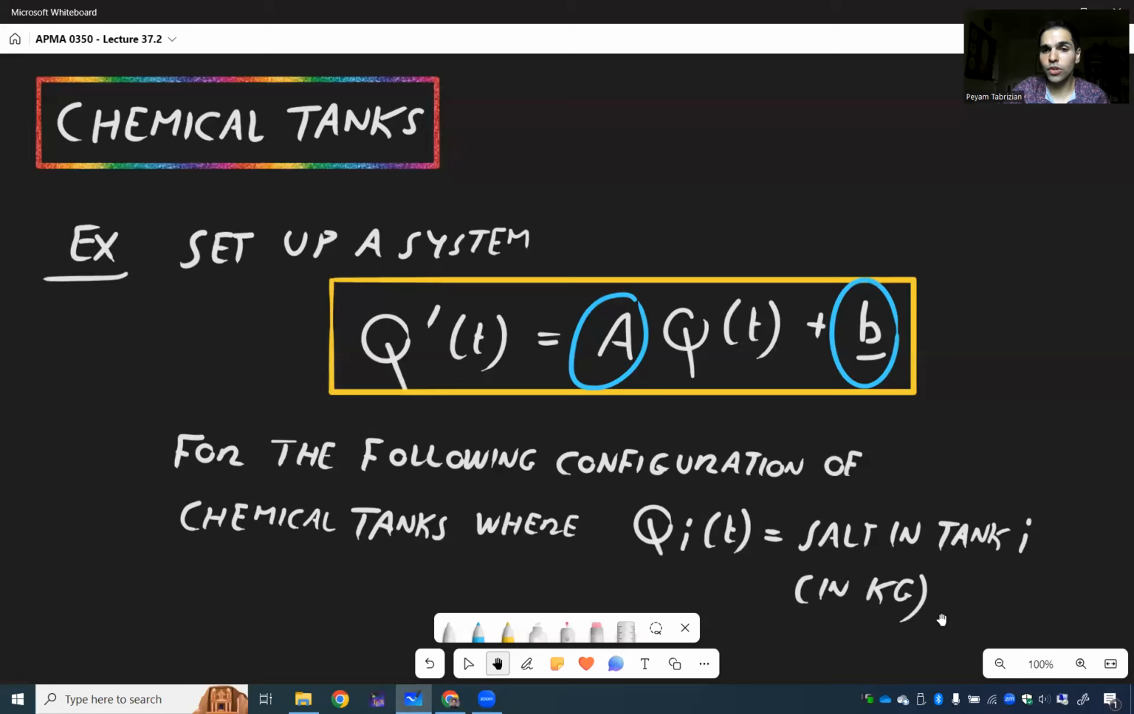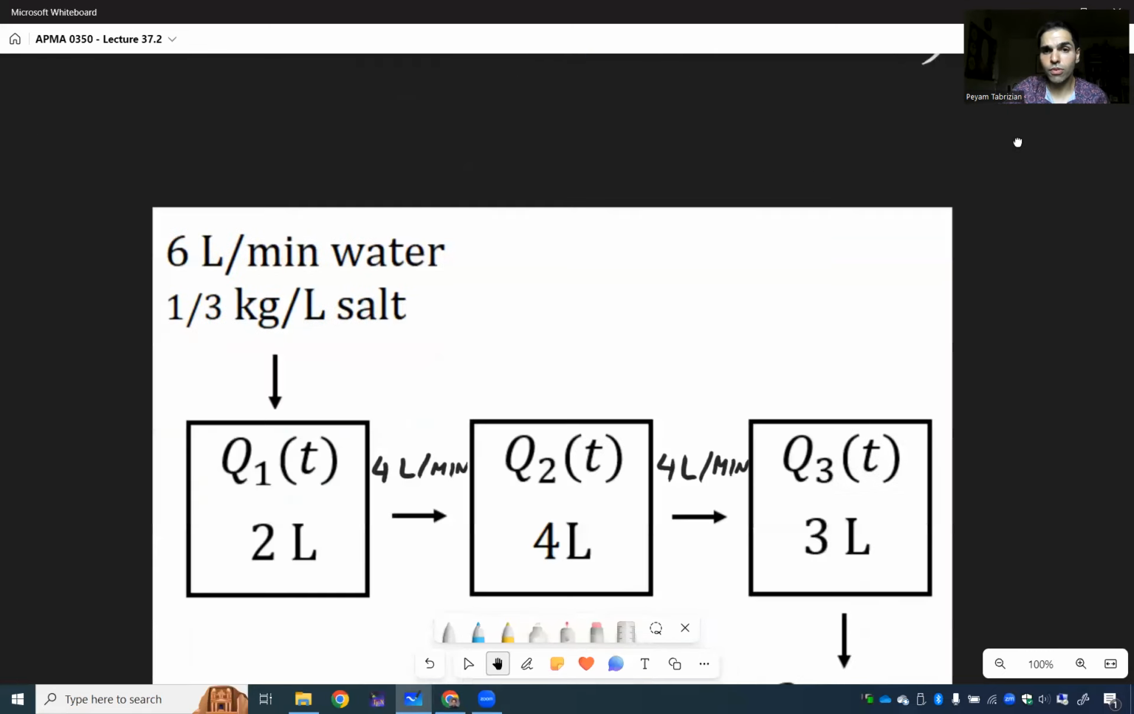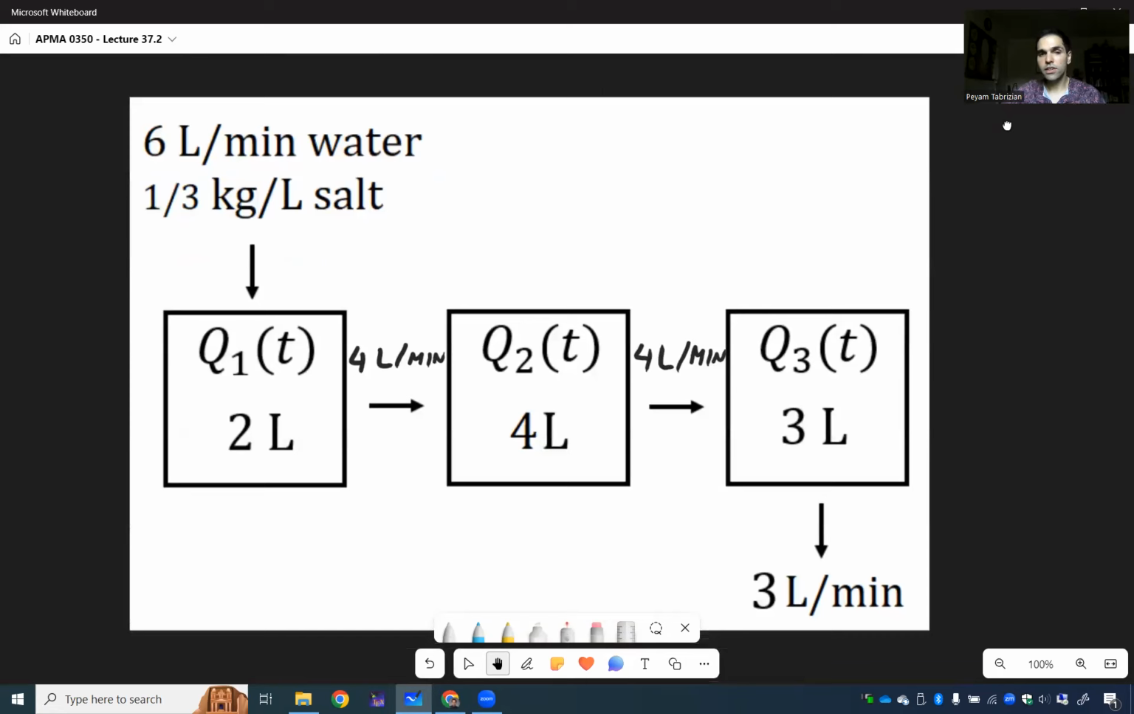So without further ado, here's the configuration of chemical tanks. 6 liters per minute of water with 1/3 kilograms per liter of salt goes into the first tank. Then the rate out is 4 liters per minute, and then 3 liters per minute also goes out. I know it seems a bit paradoxical, but here assume the amount of water in each tank is constant, meaning that water can evaporate out of each tank. So it does make sense.